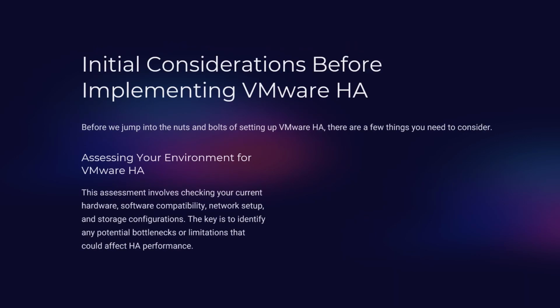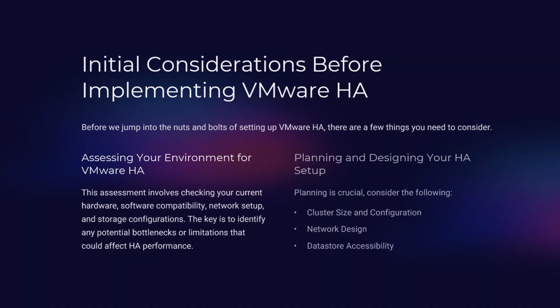Before we jump into the nuts and bolts of setting up VMware HA, there are a few things you need to consider. Assessing your environment for VMware HA. This assessment involves checking your current hardware, software compatibility, network setup, and storage configurations. The key is to identify any potential bottlenecks or limitations that could affect HA performance.